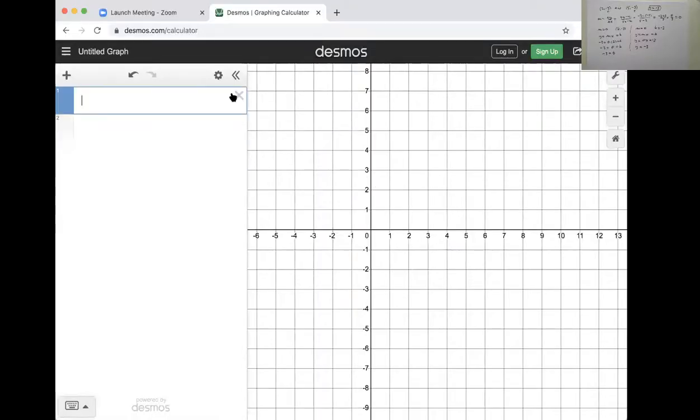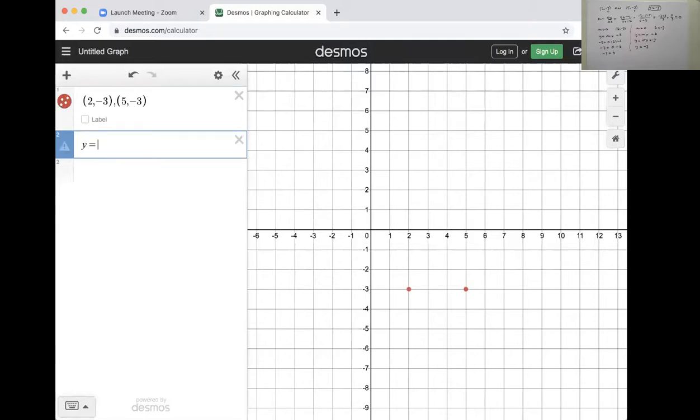Quickly on Desmos. Points 2, -3 and 5, -3. And the equation is y equals -3, and no surprise, a horizontal line with a slope of 0. My metaphor is cross-country skiing. If you're trying to ski on this, you're going to go 0 miles an hour if the hill's doing the work. You've got to do the work if you want to move.